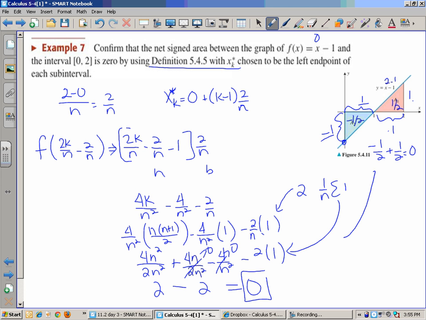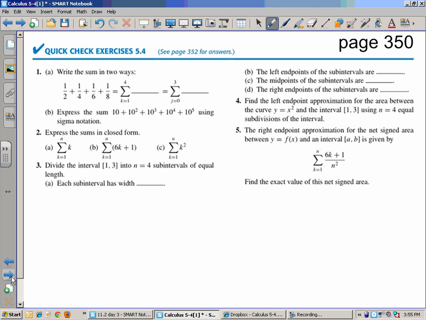I highly recommend that you go with basic geometry when at all possible. Now you're going to do the quick check exercises. Hint, hint, we are not going to make you do it for 10, 20, 50. We're just not going to do that. That's not expected on the AP exam. You don't have time. However, 4 subintervals using left, right, and midpoint is absolutely used on the AP exam.